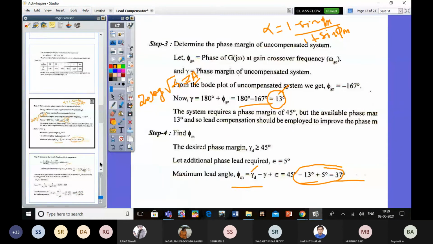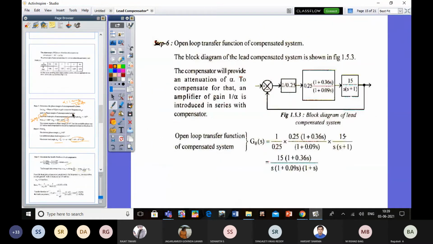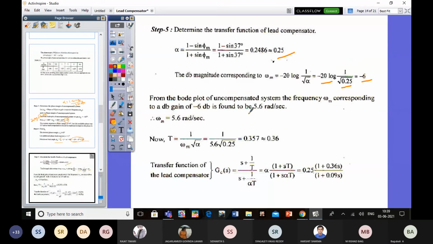So here it is taken as 5.6 radians per second. That point of frequency where it intersects minus 6 dB is called omega m. Once you get omega m, you can find T. I told you, T is 1 divided by omega m into root of alpha. Any doubt, dear, up to that? No doubt, sir.